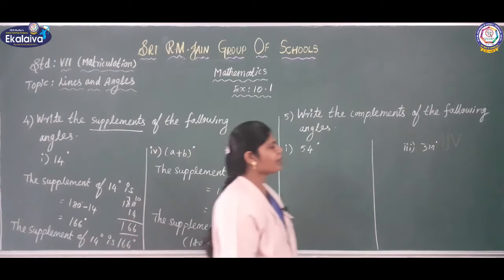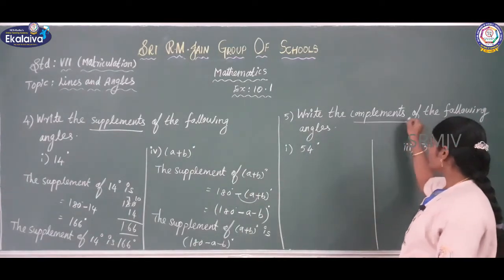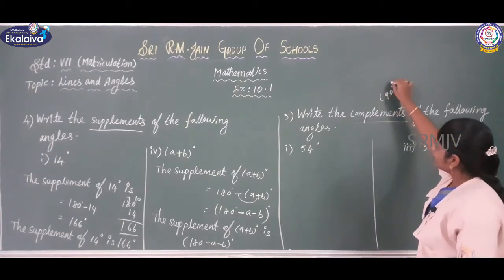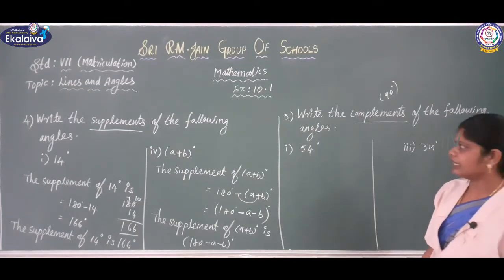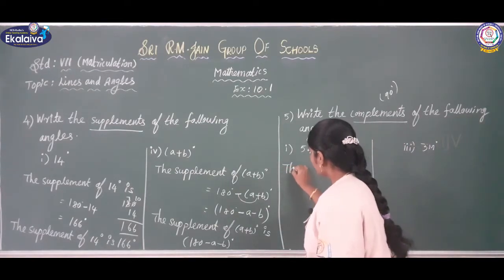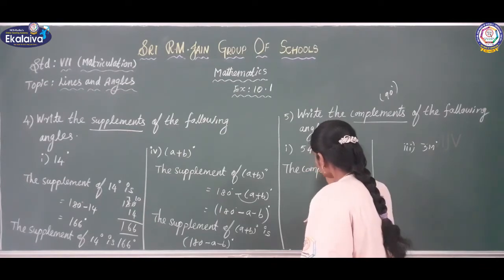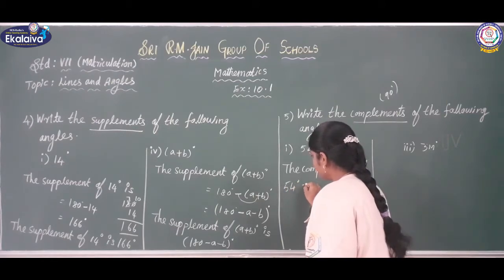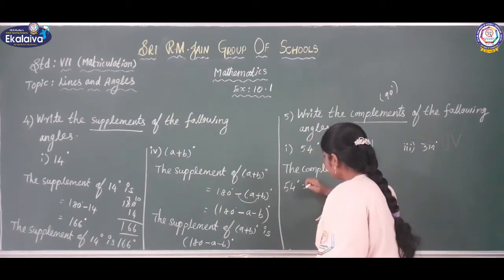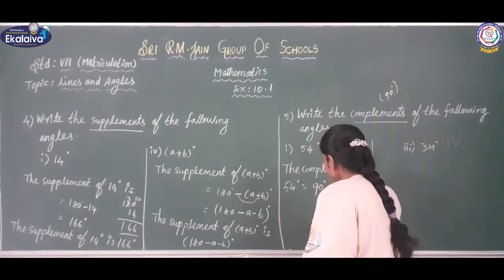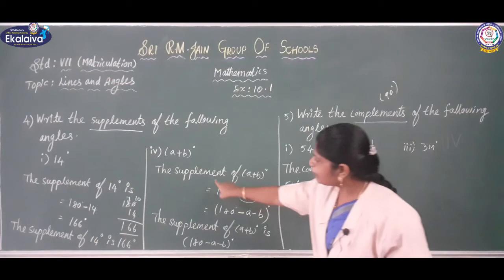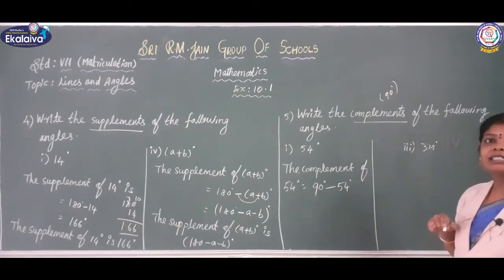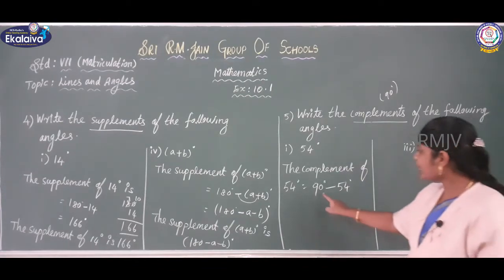See the next one. Write the complements of the following angle. Complement means 90 degrees. When we add the angles, we will get 90 degrees. So the complement of 54 degrees equals, here complement means 90 degrees. So you want to do 90 minus 54. Before, supplementary was given, so we subtracted from 180. Here complement is mentioned, so we need to subtract from 90 degrees. So 90 minus 54.